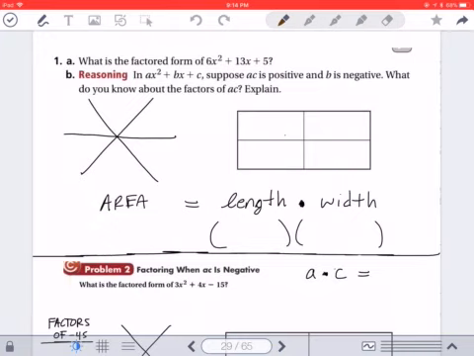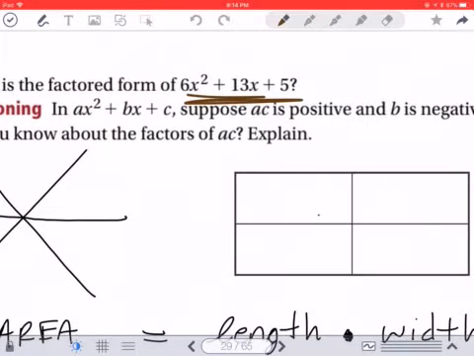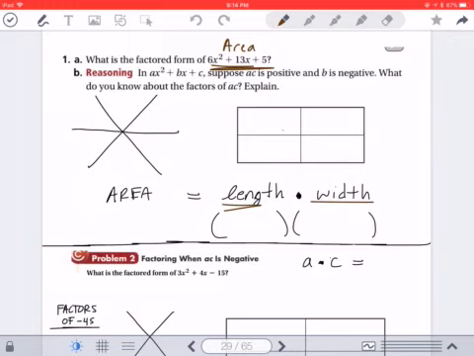All right, so factoring means you're trying to find two binomials that when you multiply them together, it equals the given trinomial. Or you can think of this as the area, and you're trying to find the length and the width, the dimensions. All right, so assuming that you've paused it, let's take a look.